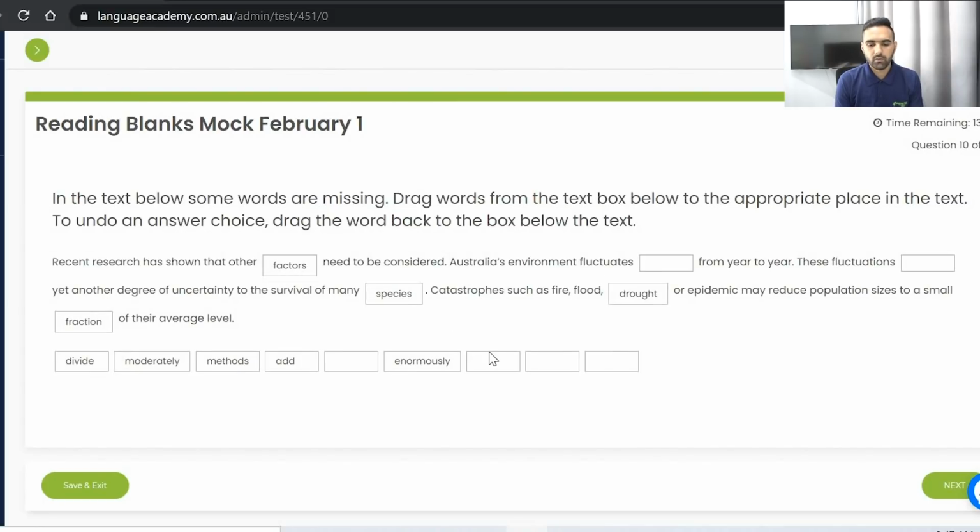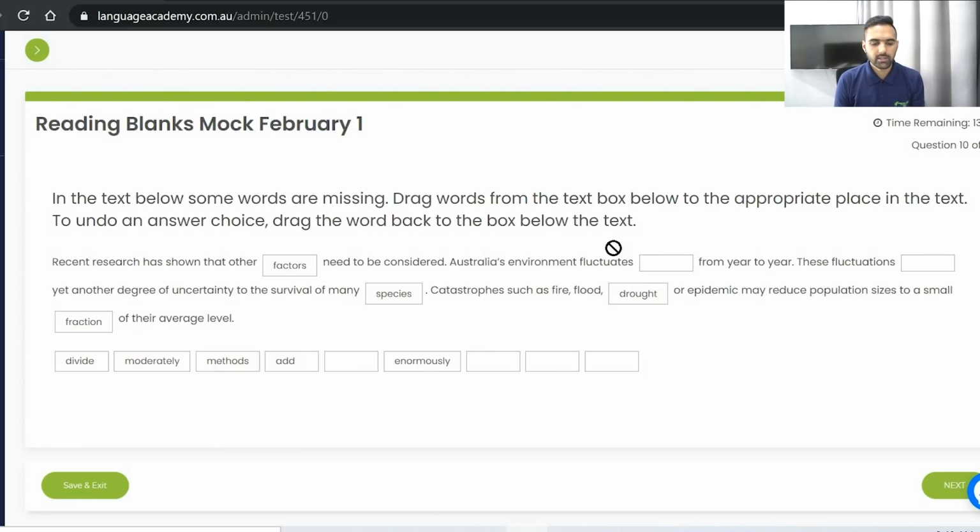Now, Australia's environment fluctuates dash. Fluctuates means changes moderately or enormously. I'm confused between two, but moderate change is something which doesn't really impact a lot, right? But what we can see in the later part of the passage is that the change is causing a threat to the life of someone. So it won't be a moderate change, it will be a very big change.